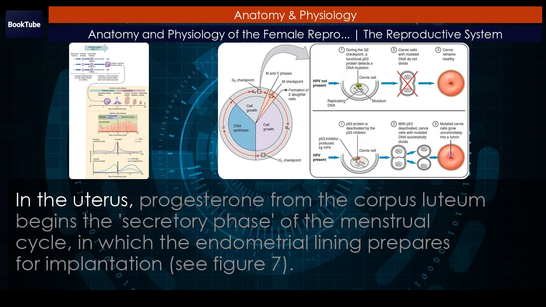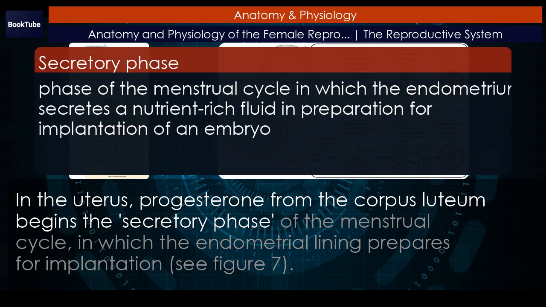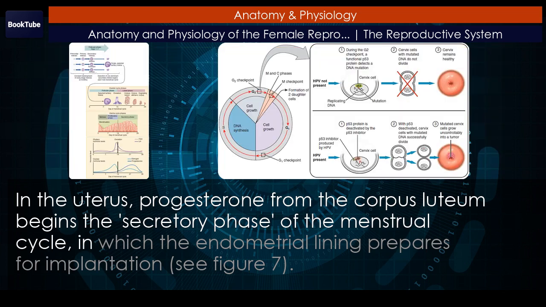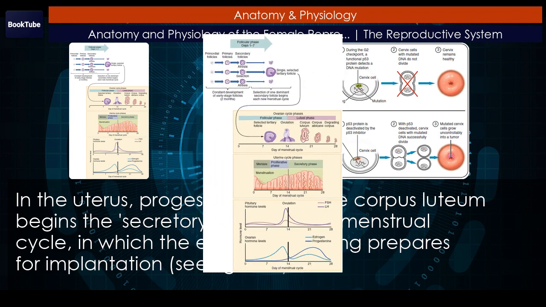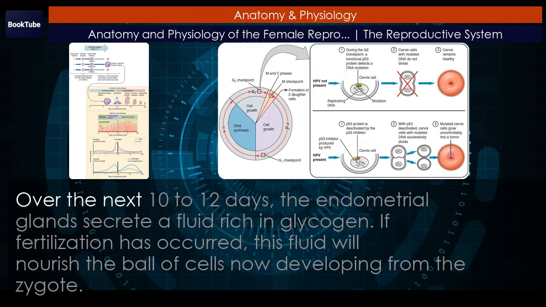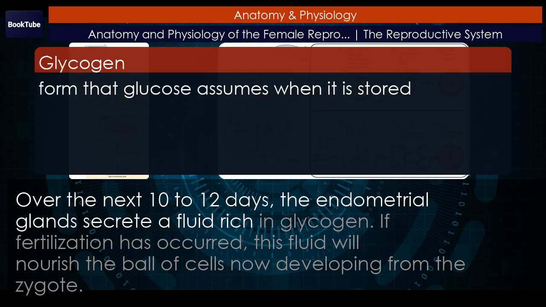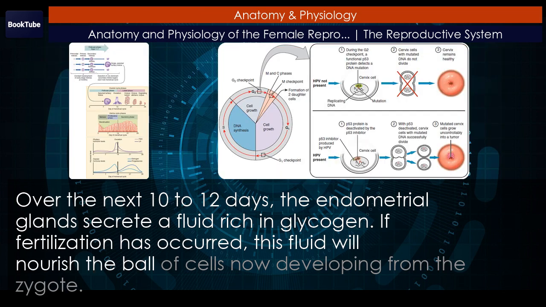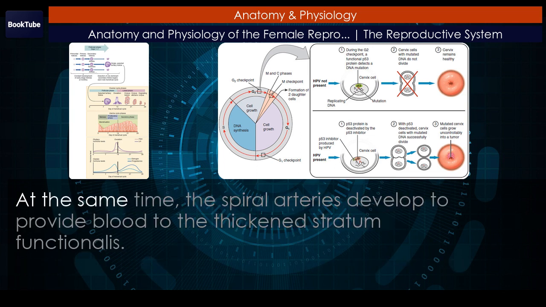In the uterus, progesterone from the corpus luteum begins the secretory phase of the menstrual cycle, in which the endometrial lining prepares for implantation. See Figure 7. Over the next 10 to 12 days, the endometrial glands secrete a fluid rich in glycogen. If fertilization has occurred, this fluid will nourish the ball of cells now developing from the zygote. At the same time, the spiral arteries develop to provide blood to the thickened stratum functionalis.